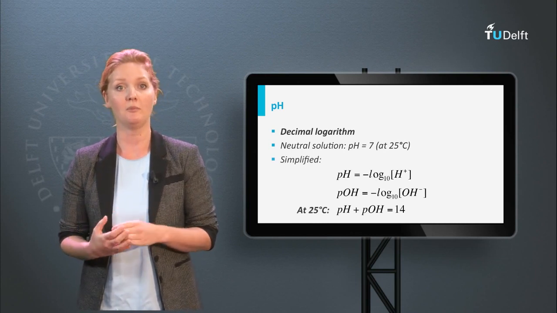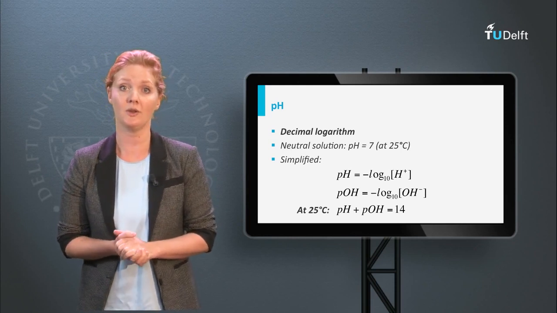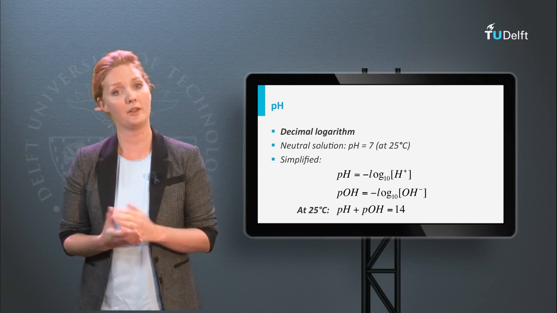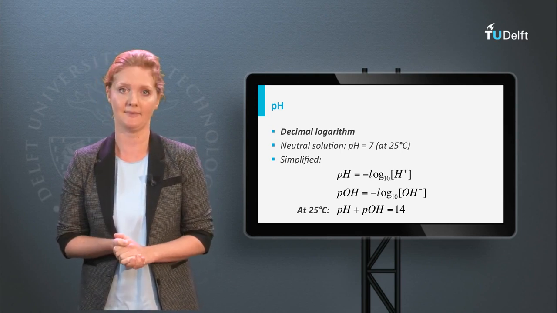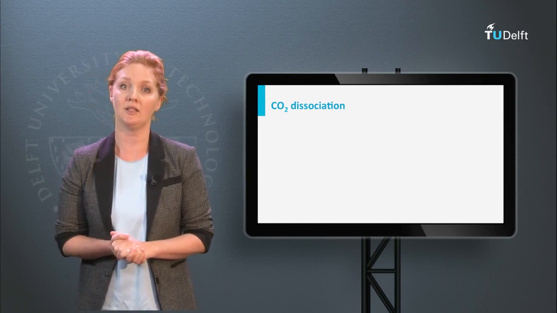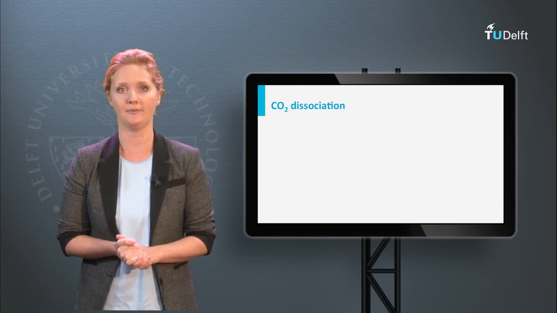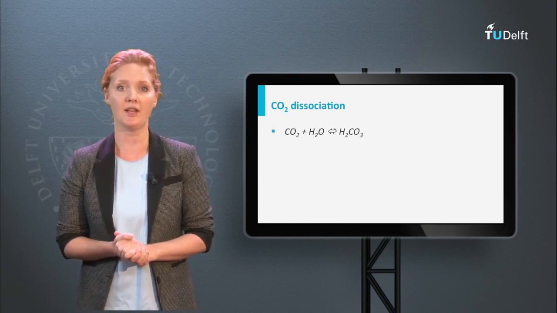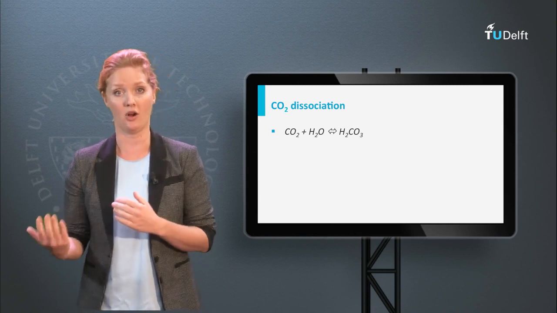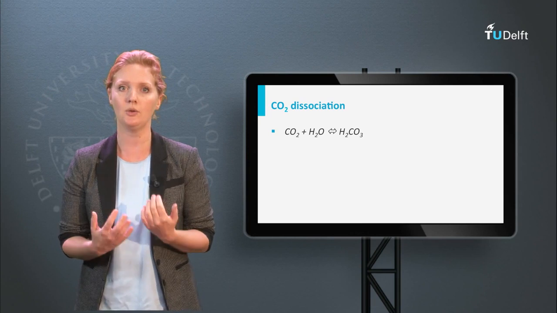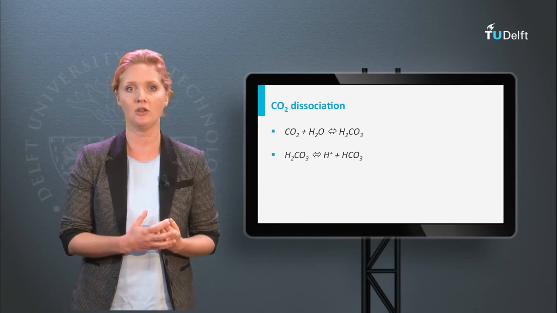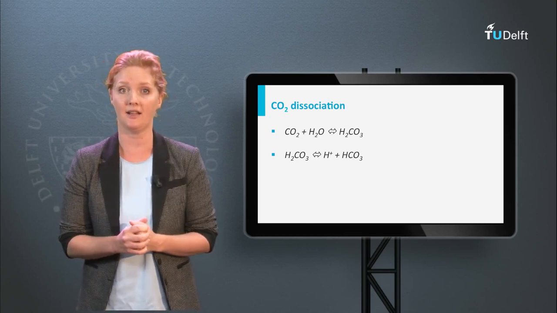A lower pH, meaning a higher concentration of hydrogen ions, indicates an acid solution, and water with a pH above 7 is a base. The most important acid-base reaction in water is related to the dissociation of carbon dioxide. This reaction takes a few seconds to complete. In practice, carbonic acid and carbon dioxide are considered identical and used as equivalents. The dissociation continues from carbonic acid to bicarbonate, as depicted in the slide.